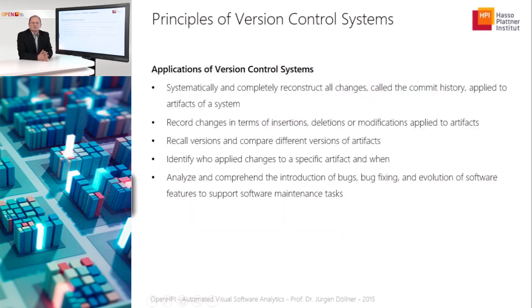Applications of version control systems are manifold. Of course, they include the reconstruction of all changes. So if we look back, if we want to inspect former stages or former versions of our history, we can systematically and completely reconstruct all these changes. Such a history is called the commit history.